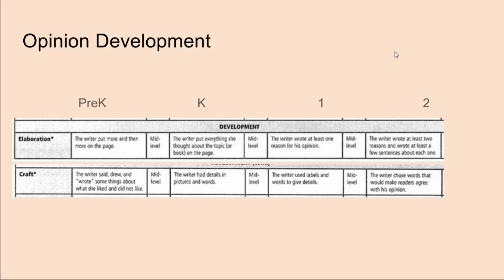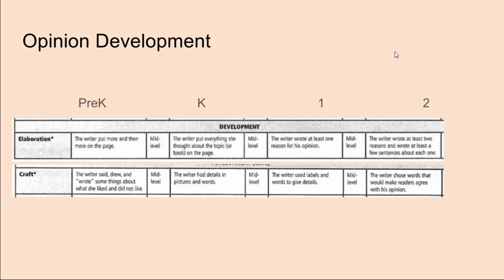Now, opinion, elaboration, and craft start in kindergarten with putting everything we think about this idea, our like or dislike, onto the page. And that showed up in that I like spring piece, especially that last page. She's just kind of putting everything she's thinking. I hope you like my story. You know, it's all her thoughts are going on there.